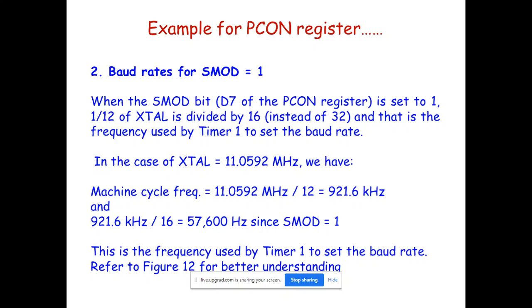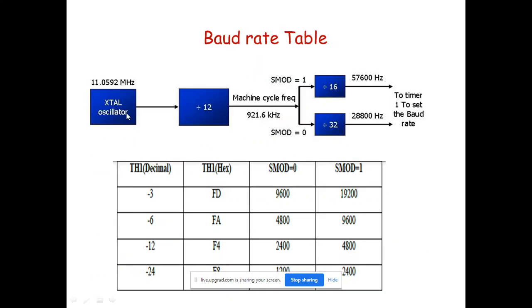The divider factor is reduced, so the frequency gets doubled. Crystal frequency divided by 12 is fixed, that is 921.6 kilohertz. With SMOD equal to 0, it is divided by 32, and that's why it comes to 28 kilohertz. And if you place SMOD equal to 1, the divide factor becomes exactly half, that is 16, and it becomes 57 kilohertz, exactly double of this.